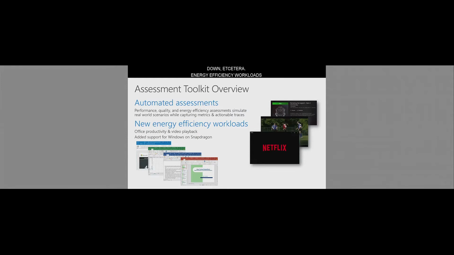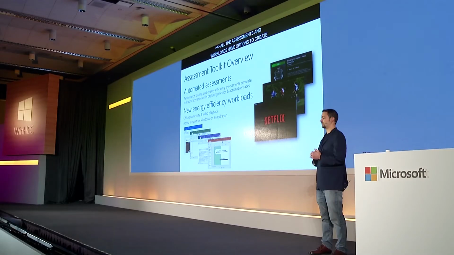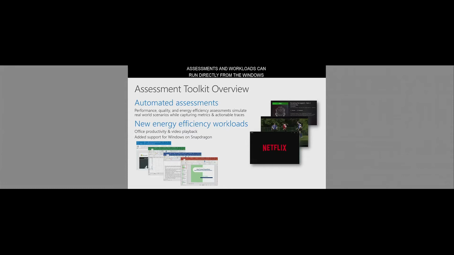All the assessments and workloads have options to create verbose and ETW logs, which can be used in tools like WPA or MXA to do some rich analysis and improve the experience and squeeze out more battery life. Assessments and workloads can run directly from the Windows Assessment Console, or you can package them up onto a USB stick, put it onto a test machine, and run it on another device.